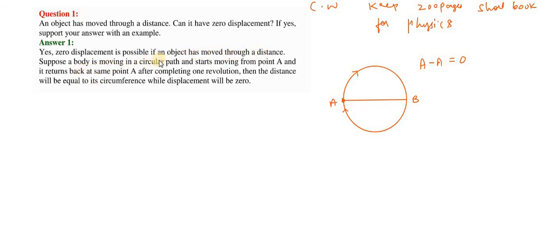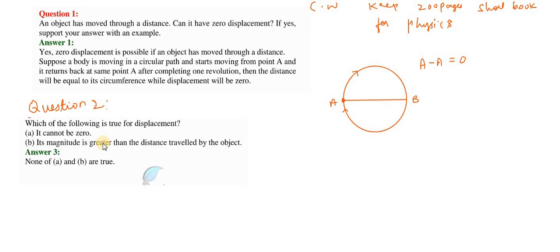Suppose a body is moving in a circular path and starts moving from a point A and returns back to the same point A. After completing one revolution, the distance will be equal to the circumference, while displacement will be 0. Okay, next question. These questions are there in your textbooks.